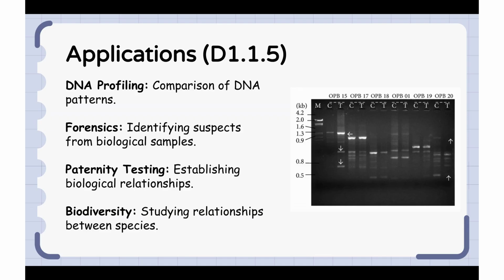So, why do we bother with PCR and gels? DNA profiling. Since every human, except identical twins, has a unique DNA sequence, we can use these tools for forensic investigations to catch a criminal, or in paternity testing to find out who the biological father is. It's also used in conservation to track endangered species' genetic health.